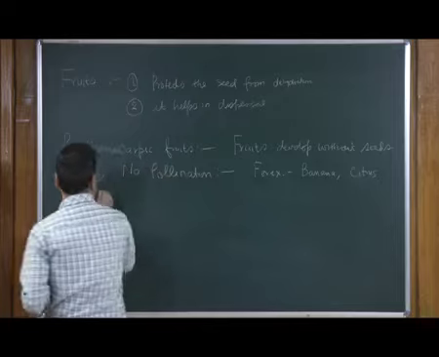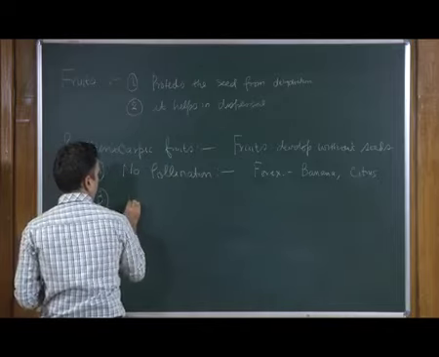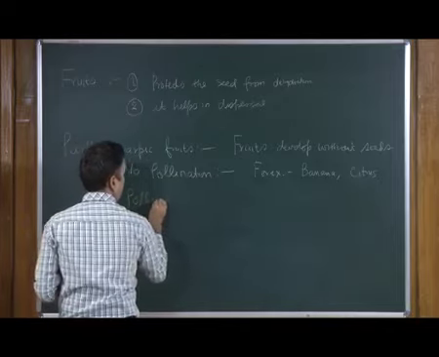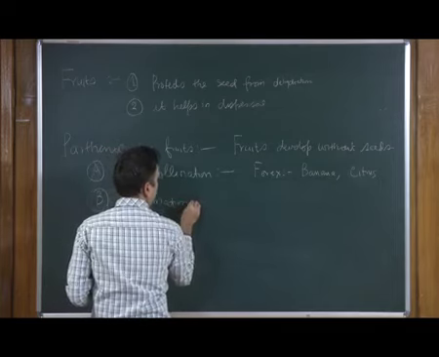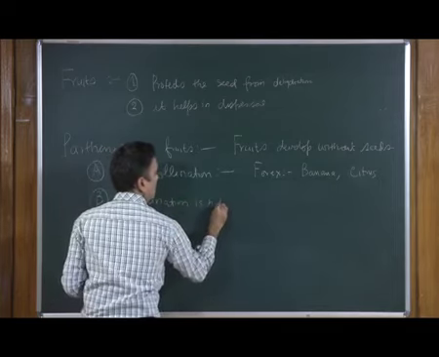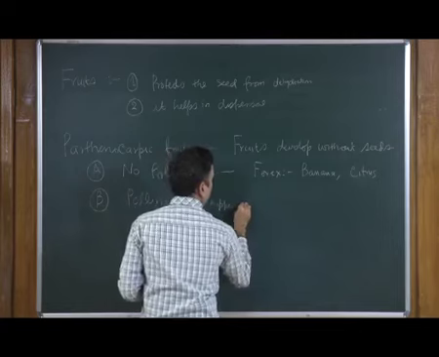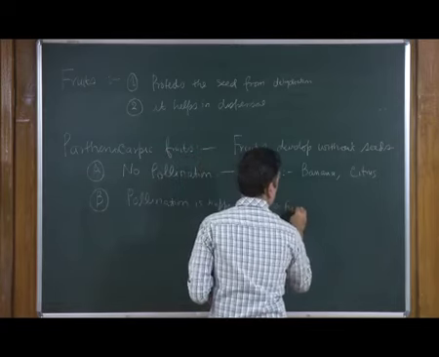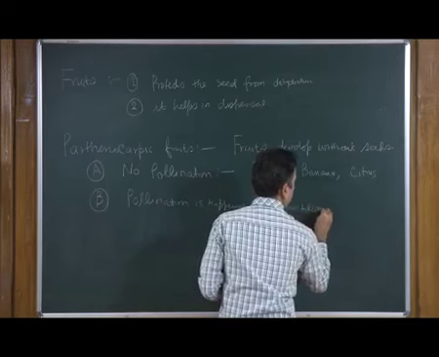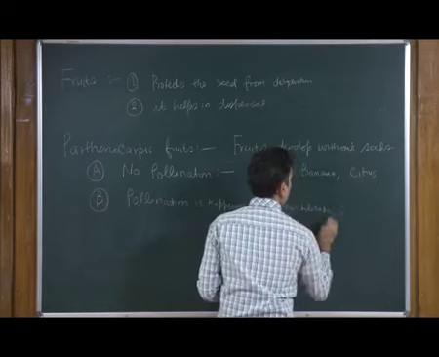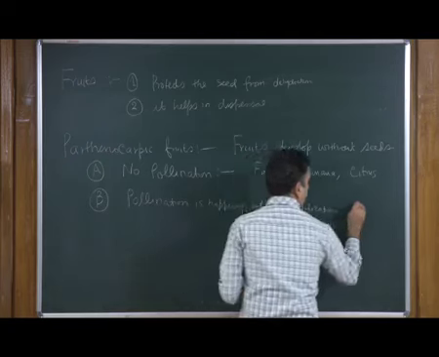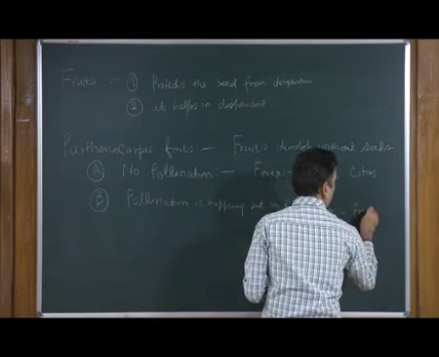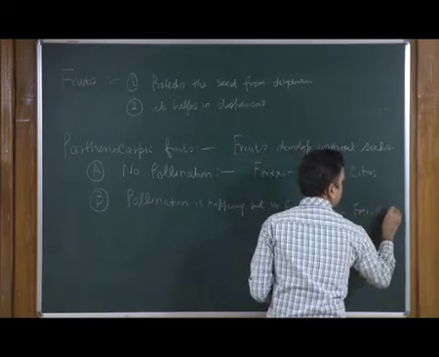Now, number B, where the pollination is happening, but no fertilization. Okay. And the example in this case is orchids.